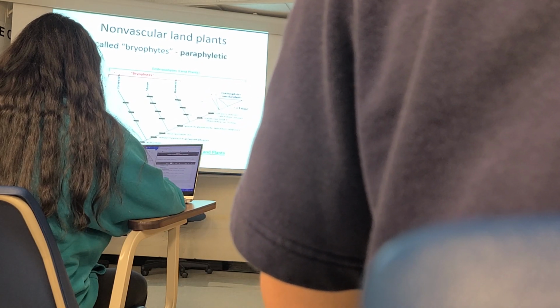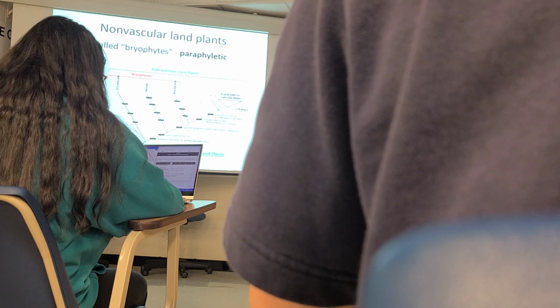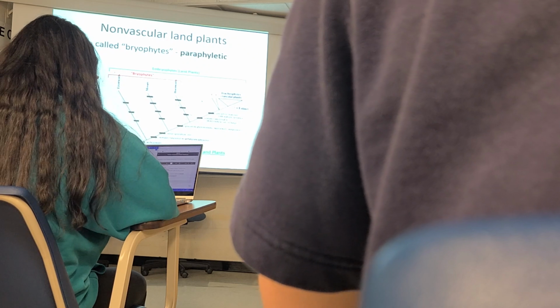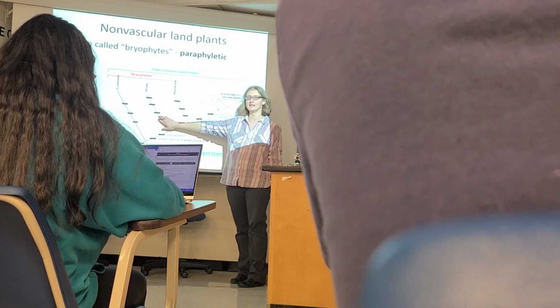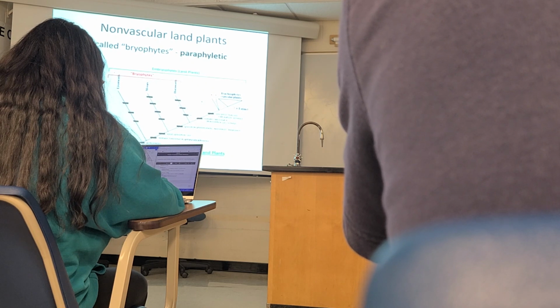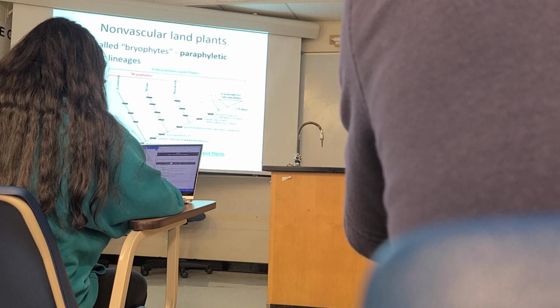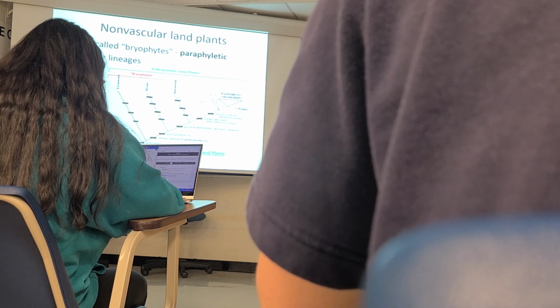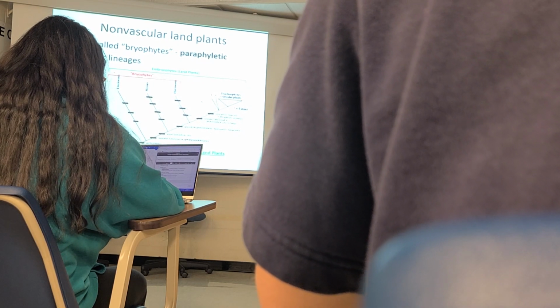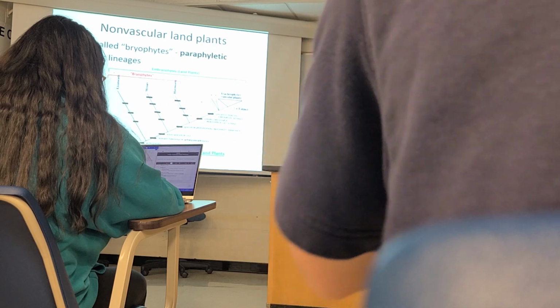It's a paraphyletic group. They're also sometimes called bryophytes because the biggest lineage within the non-vascular plants are the mosses, and their phylum name is Bryophyta. So sometimes they call all of them bryophytes. There are three major lineages: liverworts, mosses, and hornworts. We'll break each of them down into different groups and talk about their characteristics and how you tell them apart.